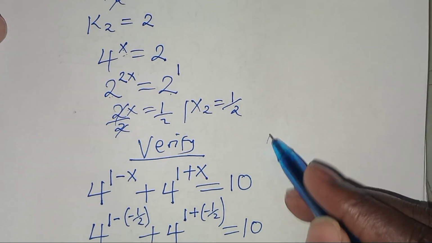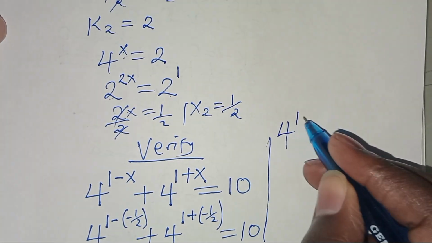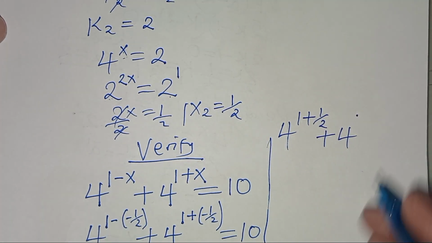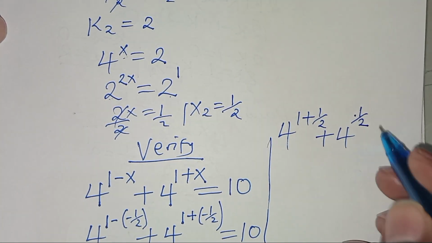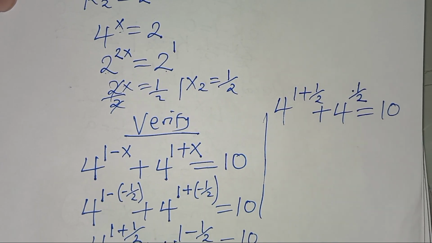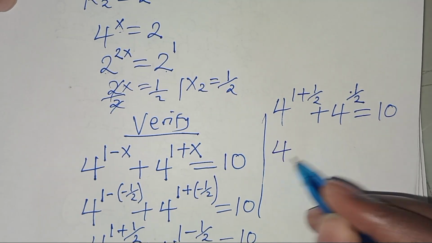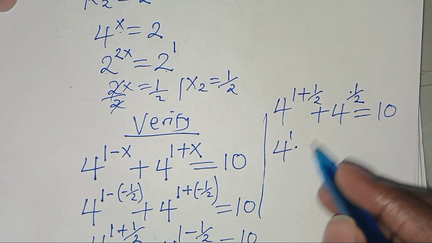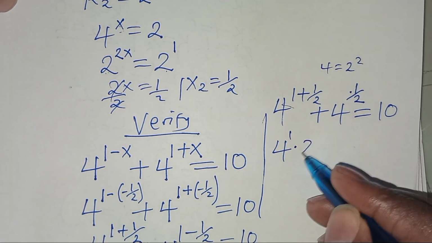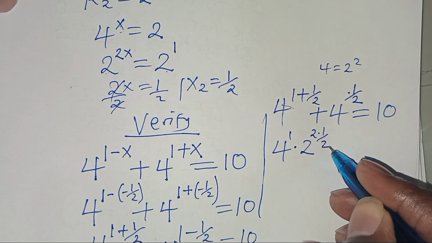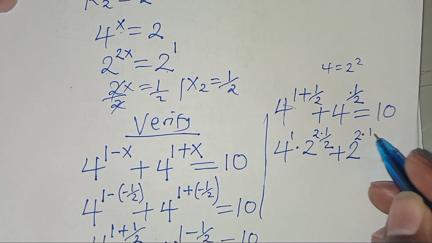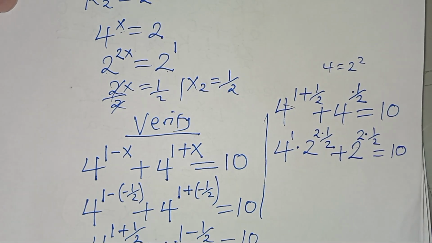Now in this case, we have 4 to the power 1 plus half plus 4 to the power 1 minus a half. This should give us a value of 10. So now, here we have 4 to the power 1 multiplied by, we see that we can express 4 as 2 to the power 2. So here is 2 to the power 2 times half, then plus 2 to the power 2 again times half. This should give us a value of 10.